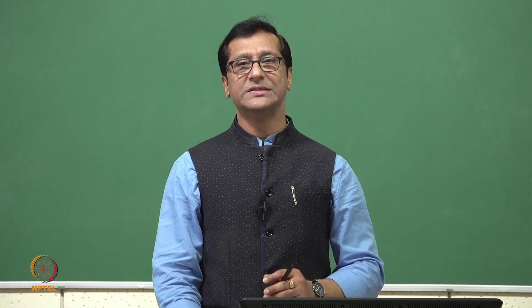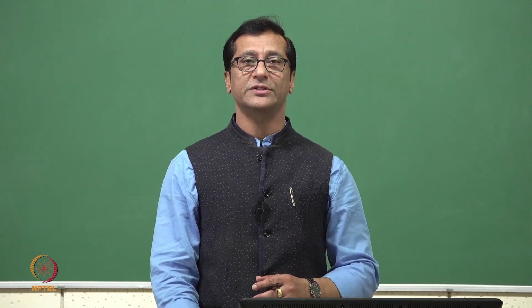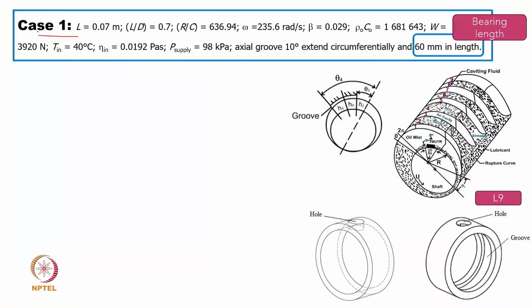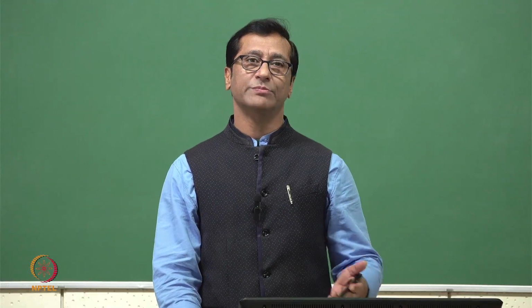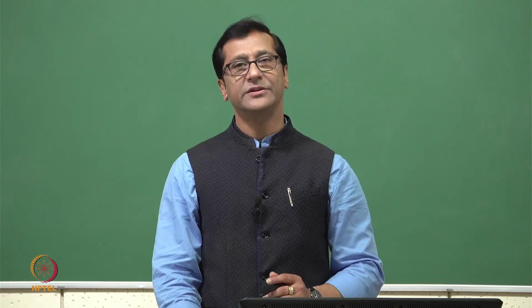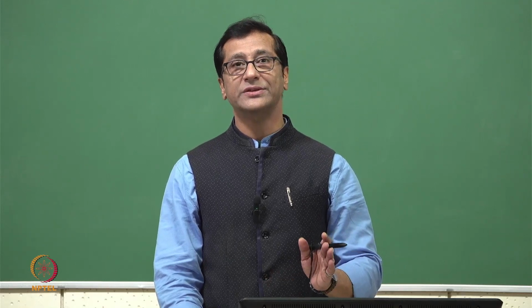So we took 2 case studies in that paper to establish whether the approach we are choosing is correct or not. In the first case, these are the results which are already published. We took a length of 70 mm, L by D 0.7. Here the R by C, generally we choose R by C as 1000, but here R by C has been selected as 636. As I say, these are established results people have published, so we wanted to compare with those results. You can see here the clearance has been selected on a higher side.